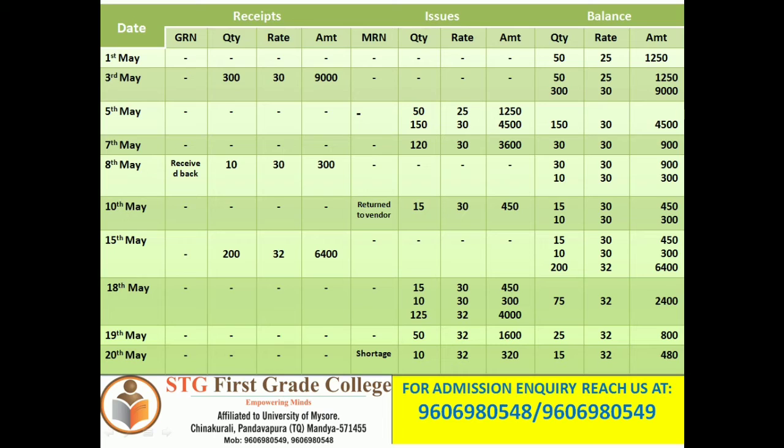So now we are further moving on towards 10th May. So on 10th May there was a purchase. Purchase of how many units? 200 units at rupees 32. So when it is a purchase, it should be entered under receipt side. So GRN nil, quantity 200 units and the rate is 32 rupees. So the amount is 6,400 rupees. That is 200 into 32, 6,400 rupees.